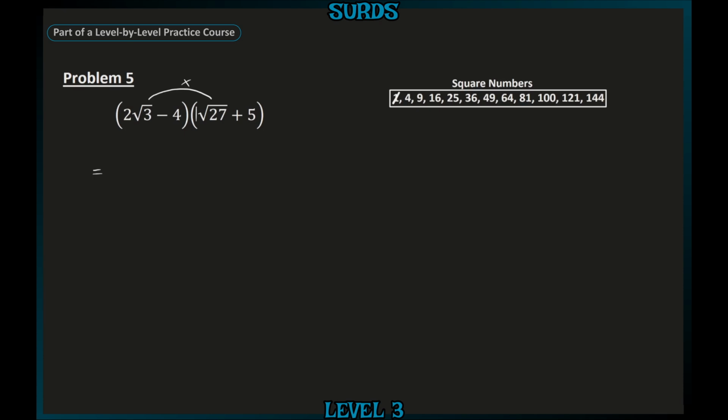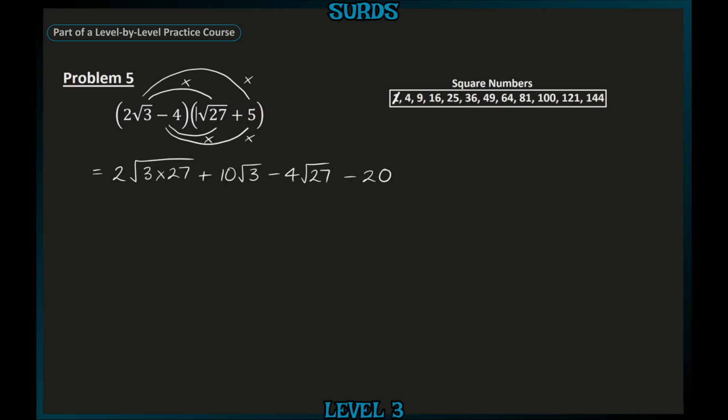So we can start by doing 2 times 1, which is 2, and then the square root of 3 times the square root of 27 is the same as the square root of 3 times 27. Next we can do 2 root 3 multiplied by 5, and this becomes plus 10 root 3, because 2 times 5 is 10. Next we have minus 4 multiplied by root 27, and that's minus 4 root 27, and finally minus 4 multiplied by 5 gives us minus 20.